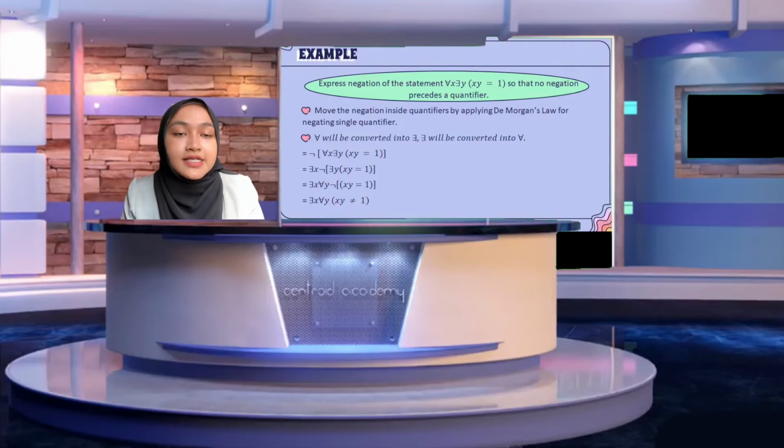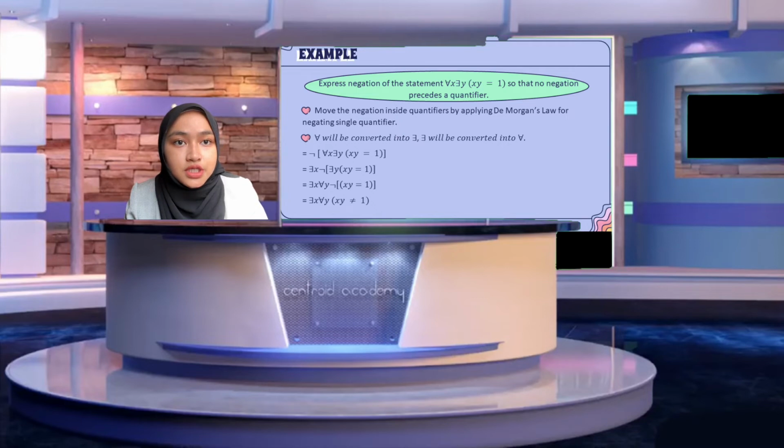Okay, so here's an example of negation of quantifiers. Express the negation of the statement: for all x there exists y, xy equal to 1, so that no negation precedes a quantifier. First, we need to move the negation inside the quantifier by applying De Morgan's law for negating a single quantifier. For all will be converted into there exists, and there exists will be converted into for all.